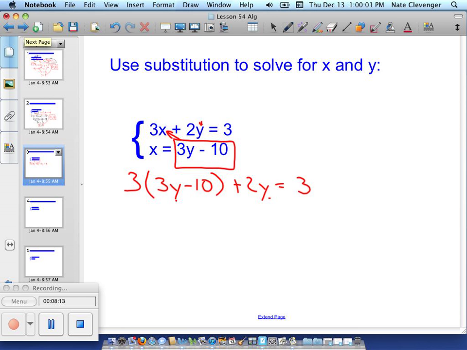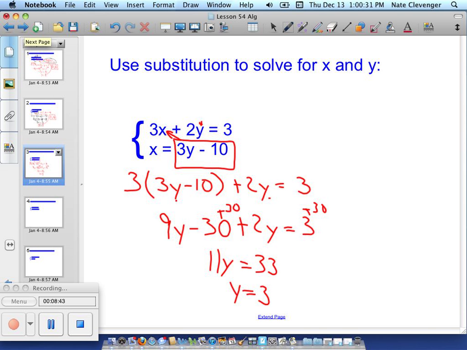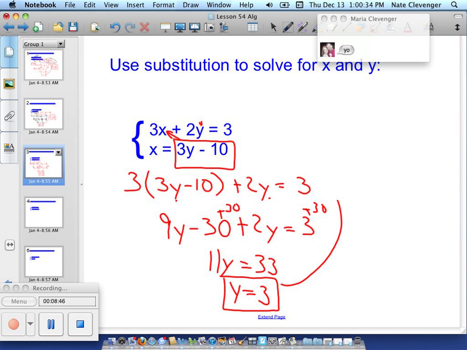3 distributed through is 9y minus 30 plus 2y equals 3. Combine your like terms. 9y and 2y is 11y. I'm going to add 30. Add 30. It's 11y. What did I do wrong? You're going to add your... Ah, 11y. There you go. I subtracted instead of added. See, do something silly like that. 33, y equals 3. And then we take that value, plug it into there. X equals 3 times 3 minus 10. 9 minus 10 is negative 1. So the ordered pair is negative 1, 3, and there's your answer.